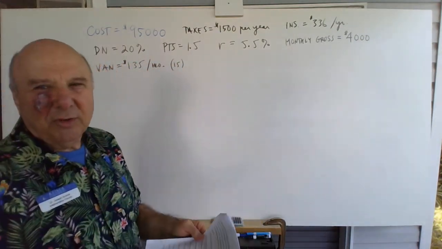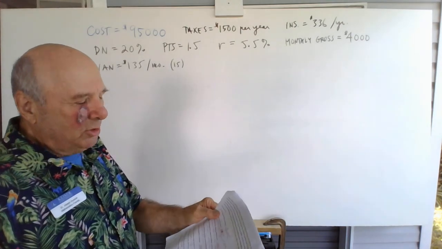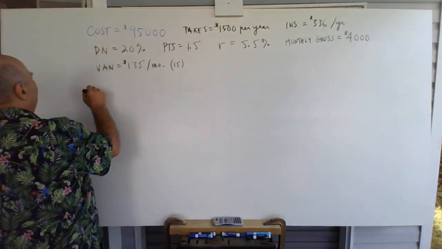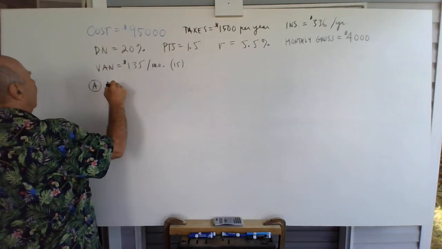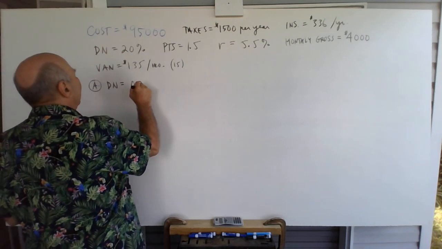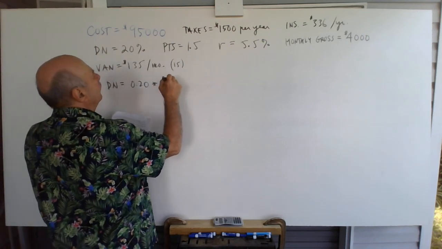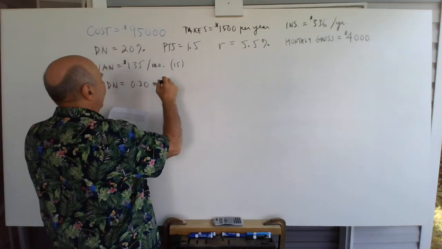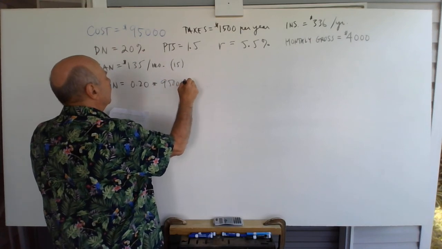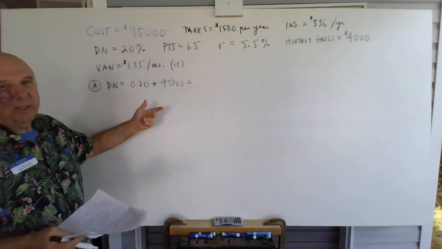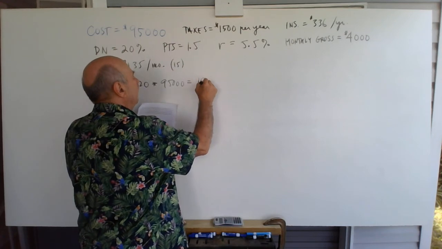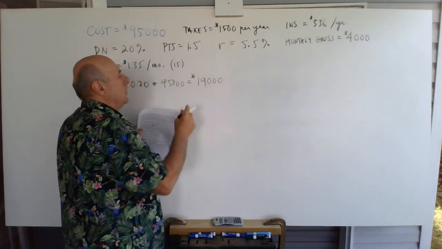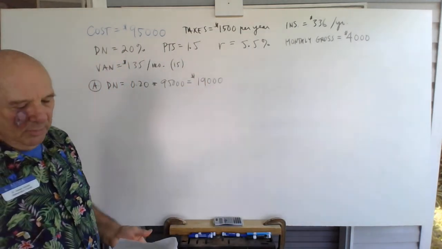Actually, let's just follow the list so I don't get lost. What's the required down payment? Well, that's 20% of 95,000. So 1/5 of that is 19,000. That's the required down payment.